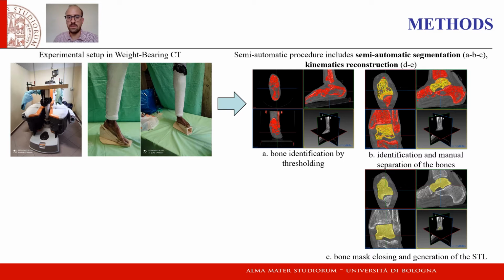Firstly, bones are identified by a single bound threshold whose low bound is manually selected to minimize the overlap among bones. After this operation, if necessary, the bones have to be separated manually. Then each bone segmentation is completed by two morphological operations, closing and filling up.